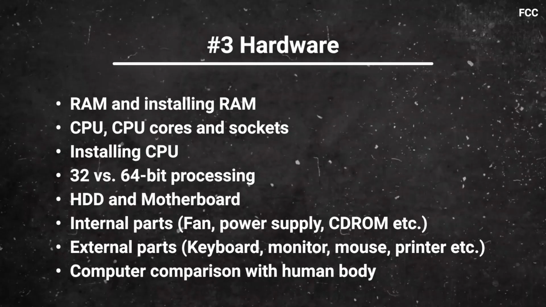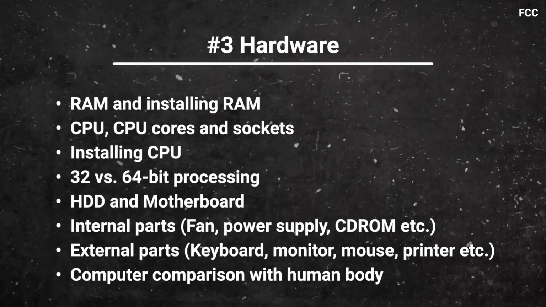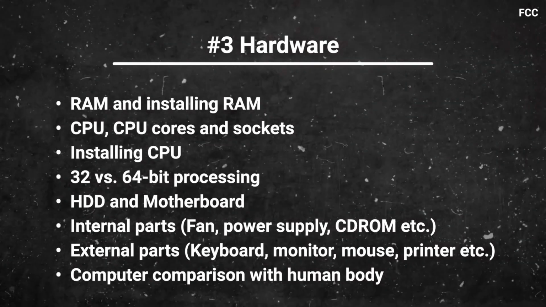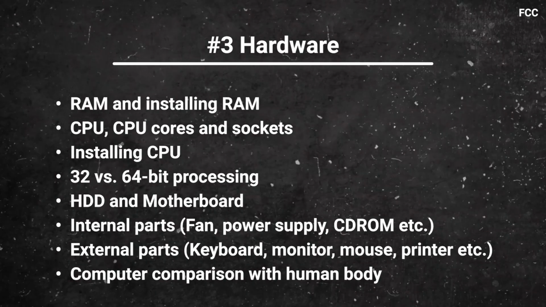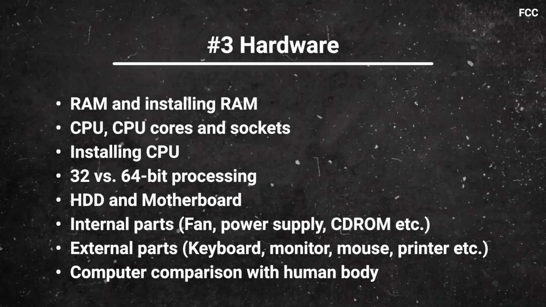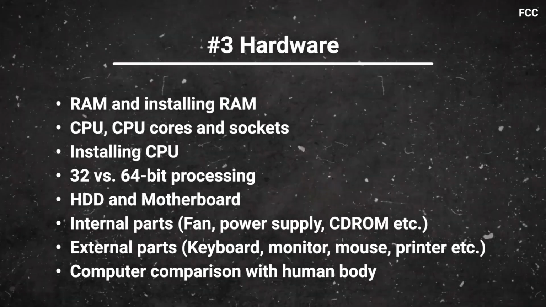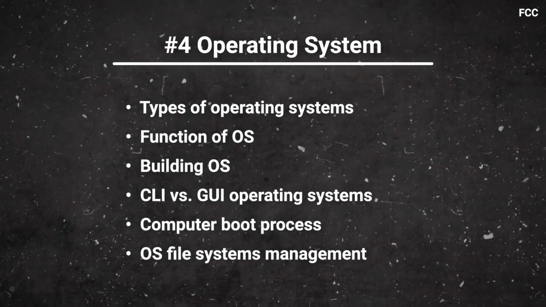Section 3, Hardware in depth. Now, we'll take a closer look at computer hardware. We'll cover the different types of computers: RAM, CPU, cores and sockets, 32-bit versus 64-bit architecture, hard drives, motherboards, and internal and external components.